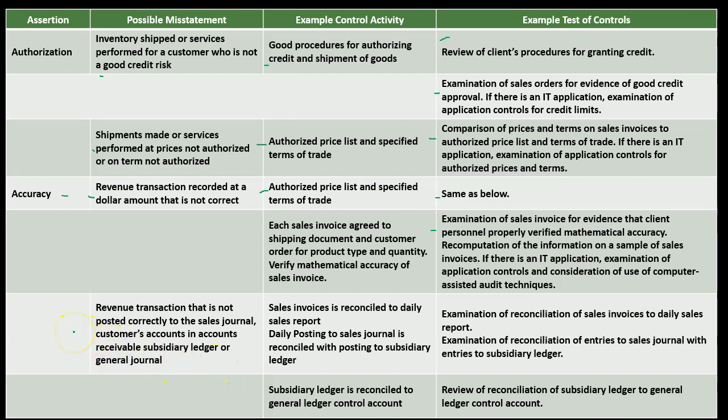Then we're going to have the next problem that could happen with relation to accuracy: a revenue transaction that is not posted correctly to the sales journal, customers' accounts in the accounts receivable subsidiary ledger, or the general journal. What's going to be the internal control related to it? Sales invoices are reconciled to the daily sales report. Daily posting to the sales journal is reconciled with posting to the subsidiary ledger.